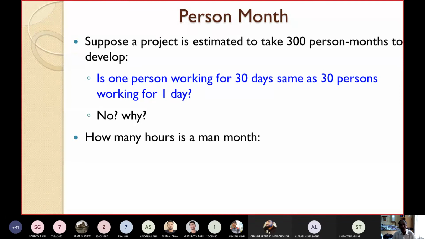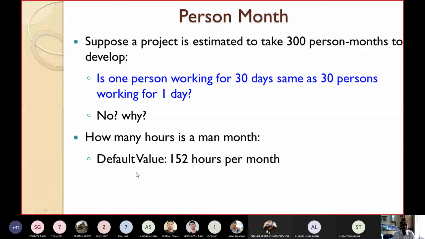How many hours is a man month? Let's see, then we'll try to find out the answer. The default value is 152 hours per month. So 152 hours per month is known as a man month. This person month is otherwise also known as man month. Somewhere you will see it written PM or somewhere MM. PM stands for person month, MM stands for man month, almost similar terminologies.